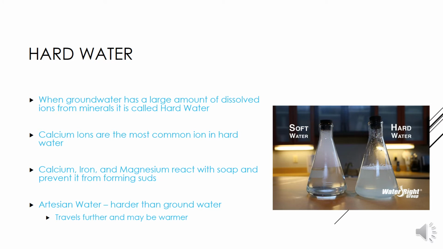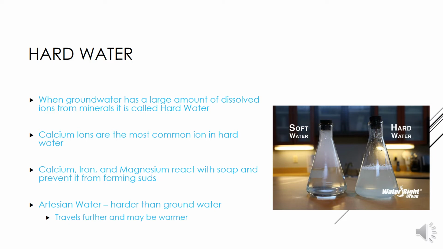Hard water. When groundwater has a large amount of dissolved ions or minerals, it is called hard water. Remember, ions are elements that are positive or charged. Calcium ions are the most common ion in hard water, although you also have iron and magnesium, and these all react with soap and prevent it from forming suds.